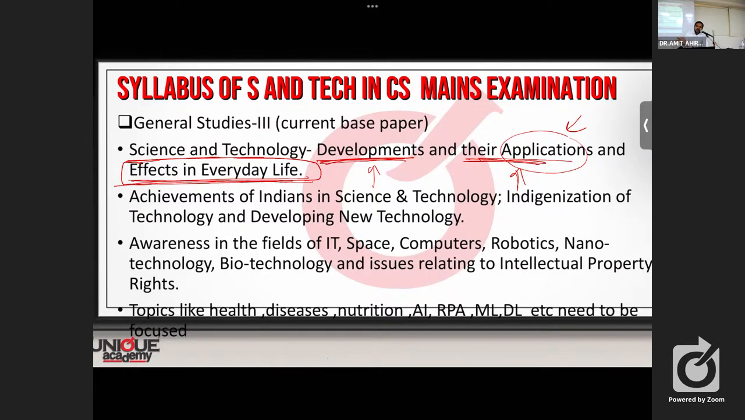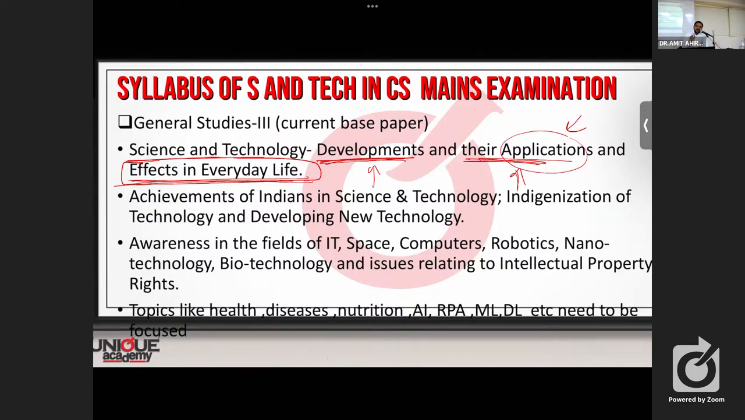Because there are n number of news items and I don't know whether that news would come in the examination or not, or that particular topic would come in the examination or not. How would I find out that this particular news is relevant to your mains examination? Right? So there is one criterion. You will study only that particular news which would have a huge impact on society.